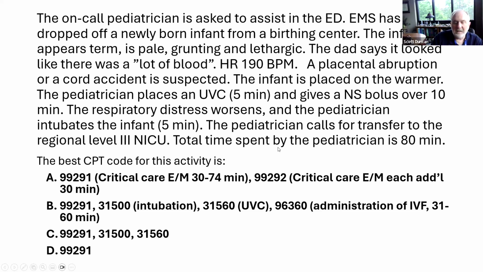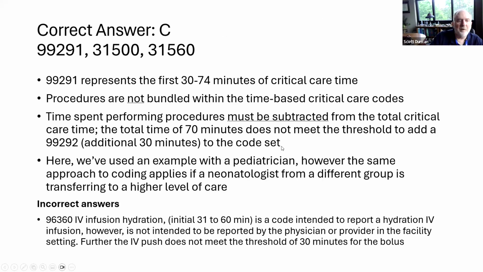IV fluid administration, I don't think is applicable in that setting. So the time-based code for the first 30 to 74 minutes, remember it was 80 minutes, we pulled 10 minutes out. Procedures aren't bundled with the time-based codes. You've got to subtract that time off of the procedures. We've used an example of the pediatrician, but the same approach applies if it's a neonatologist from a different group. This IV infusion hydration is not intended to be reported by a physician or provider in a facility setting.